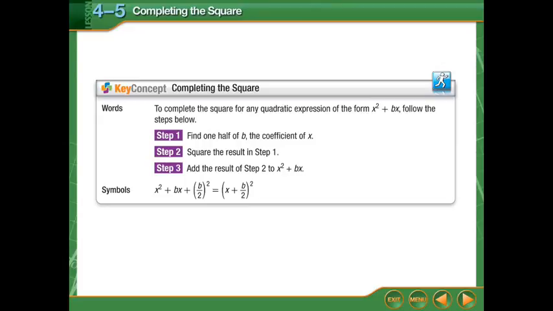It says to complete the square for any quadratic expression in the form x squared plus bx, use the following steps. Find 1/2 of b, which is the same as dividing by 2, and then square the result in step 1. So I always think of taking the b, divide by 2, and then square it. Whatever that number is, we're going to add that to the end of our equation, and that turns the number into a perfect square trinomial. Okay, so let's look at a couple of examples.